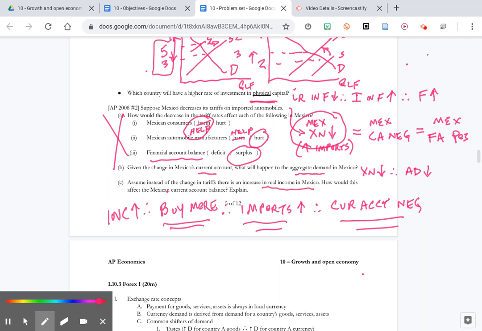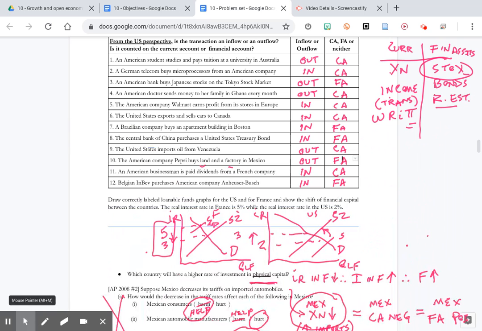So hopefully this practice problem helped you understand a little bit more of the ideas behind current account and financial account and inflows and outflows.